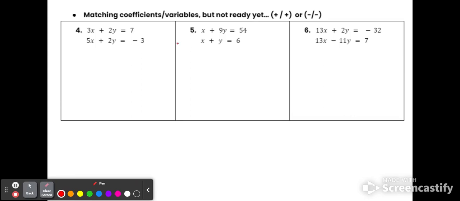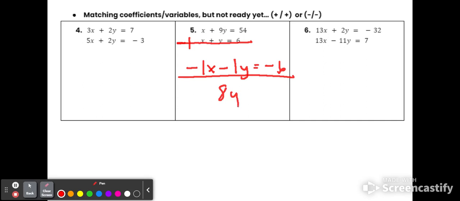Sorry about that. We had multiplied by -1 on the lower equation. So we had -1x minus 1y equals -6. So our x's could cancel out, right? So we're looking at this equation and this equation being added. +1x, -1x, the x's have been eliminated. 9y minus 1y, 8y. 54 plus a -6 gives us 48. We're going to divide by 8, and y is 6.